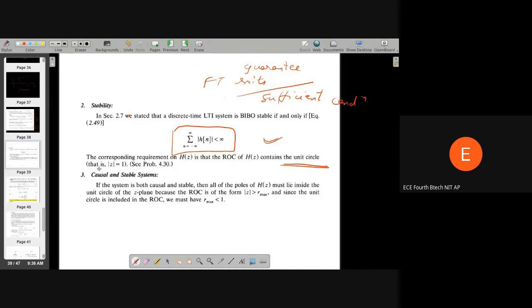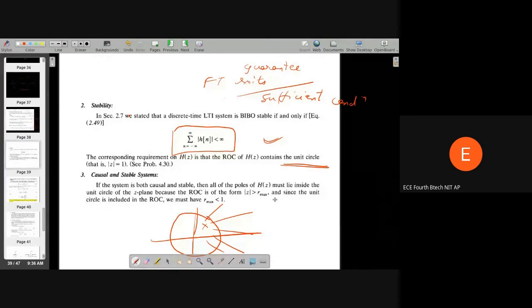So a causal and stable system, this is what we want. We want the poles to be inside the unit circle, and the ROC should include the unit circle. This is causal or right-sided, and because the ROC includes the unit circle, it is stable.